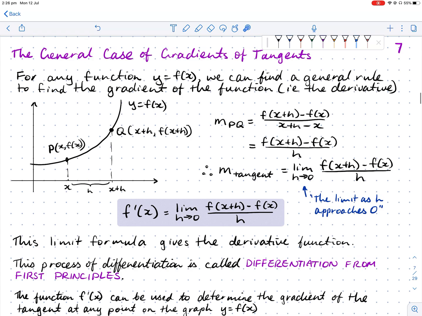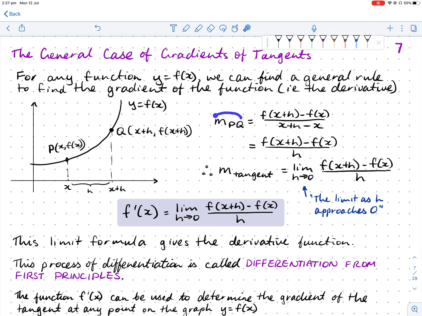So if we look at any function f(x), okay, then if I'm looking at any point P, if I have an x coordinate, then I can write the y coordinate as f(x). If I have a point Q that's h units away, then we know that the x coordinate is going to be x plus h. The y coordinate is going to be f of x plus h. So this is where all that function notation stuff that we did quite early on is really important, and there's going to be a lot of algebraic manipulation here.